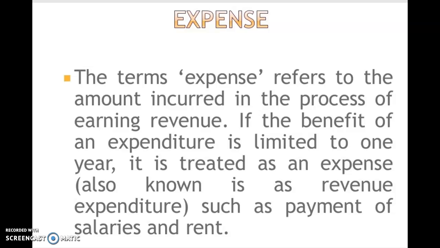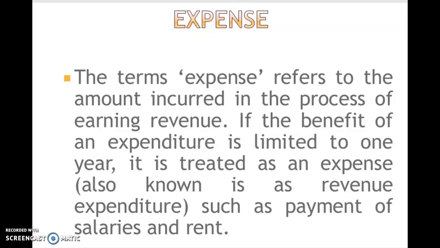The second type of expenditure is known as revenue expenditure, which means any expenditure which satisfies three basic conditions. First, it is not relating to the purchase of non-current or fixed assets. It is relating to the day-to-day expenses. Second, the benefit of this is available only for a period of 1 year. And finally, it is of recurring nature, to be done again and again. Any expenditure which satisfies these three conditions is known as revenue expenditure.